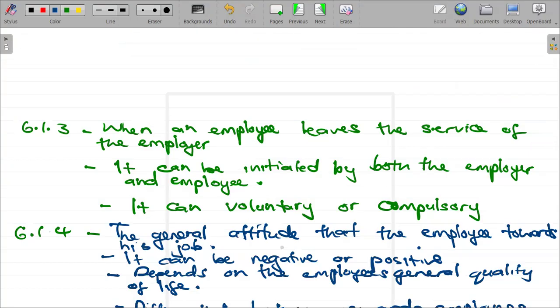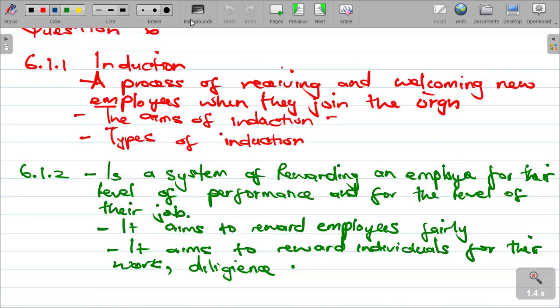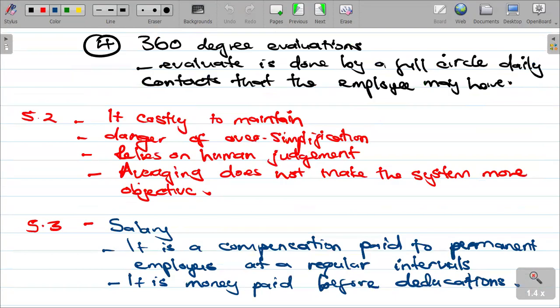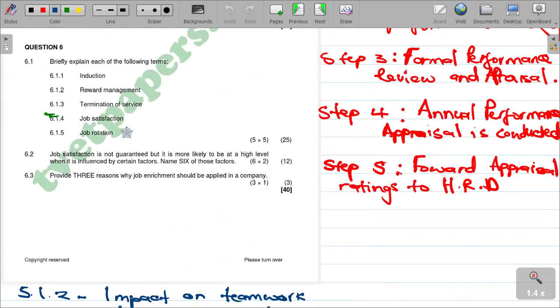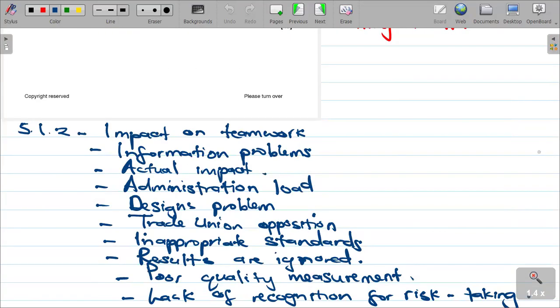And then lastly, the last question, which is 6.1.5, job rotation. Job rotation.